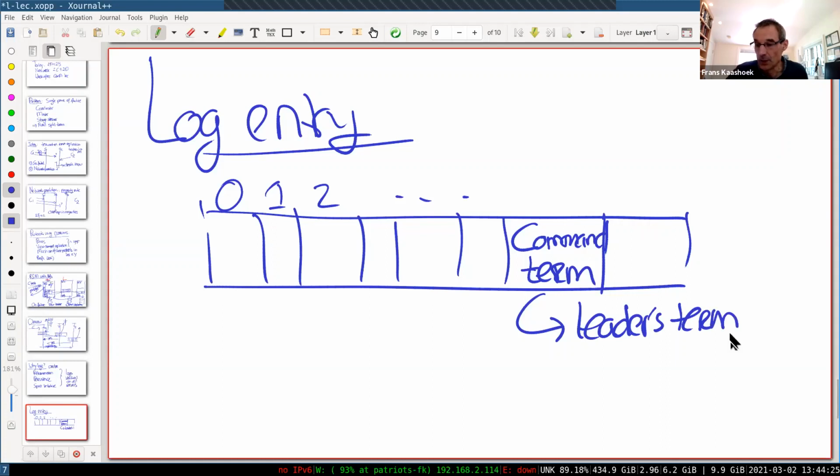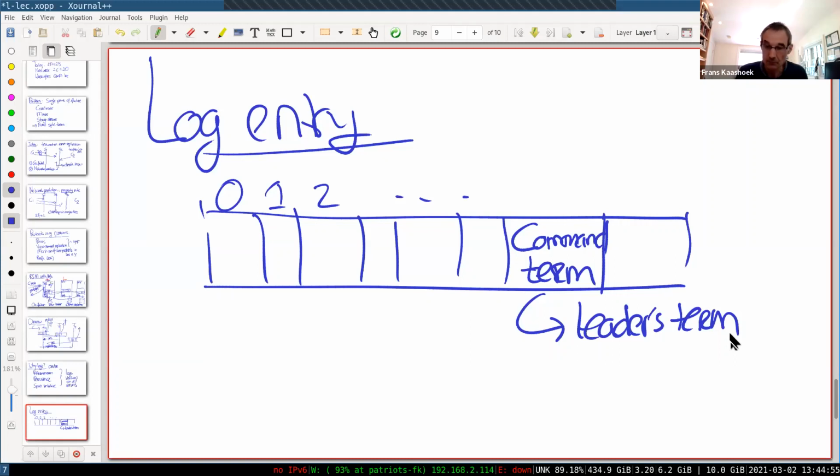So the term in which this particular command was appended to the log. One way you can think about this is that the term identifies uniquely the leader that appended the operation to the log, because during every term there's only one single leader. And so the term ID really implicitly signals who the leader was that appended that log entry.